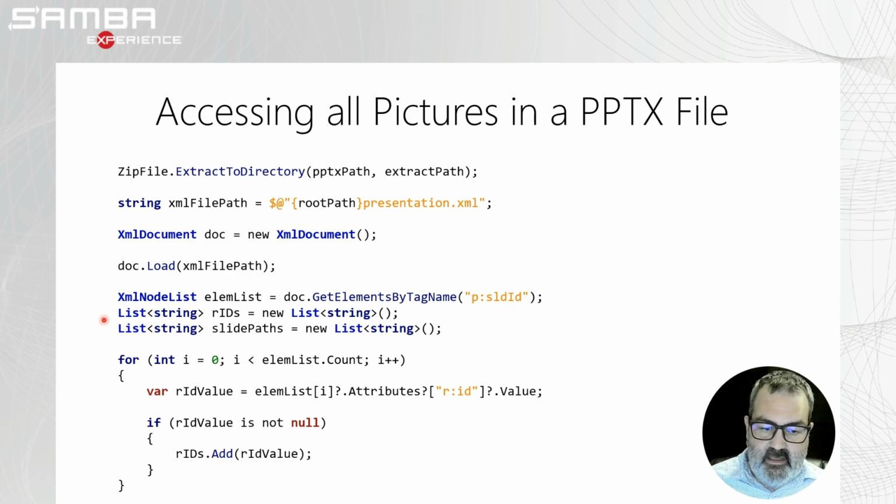Then you can create an empty list to store your relationship IDs and an empty list to store the paths of the slides you need to look at. Then you can go in a loop over all the elements in the element list of the sldId elements. Then you can get the attribute from the r:id and its value and store that. And as long as it's not null, you can add it to your list of relationship IDs.